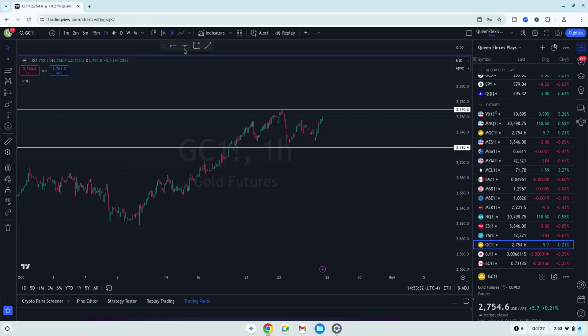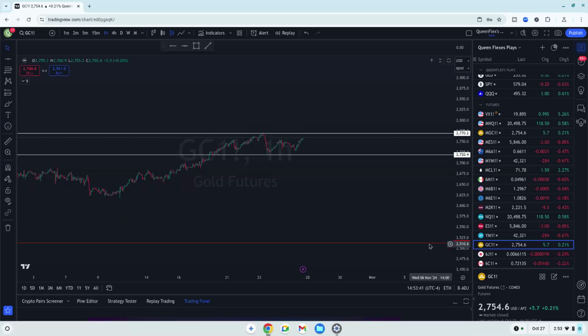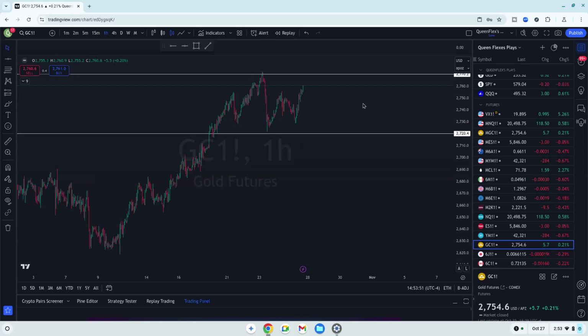And this is what I have for gold. I don't have 3 levels for gold. I only have 2. And that's just because it's literally playing within the channel that it's been in most likely all week. I'll check the date. So this was Wednesday, and it's from Wednesday on to Friday. It's been in this channel.